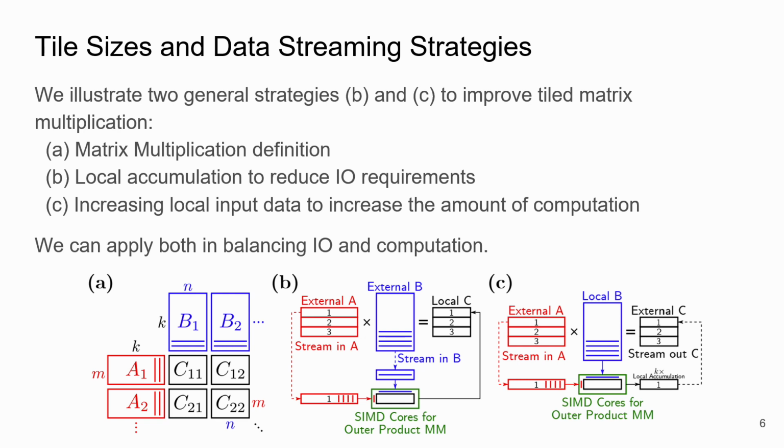So you only ever bring it in once and write it once. But you have a cost of streaming A and B. The other case is shown in C, which is where you keep one of the operands stationary. So that's showing an example where you keep the B tiles stationary.